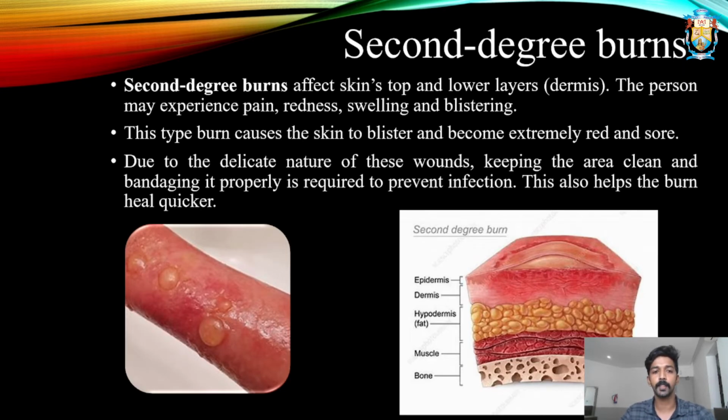Talking about the second degree burn, it affects the top layer and the lower layer of the skin. The person may experience redness, pain, swelling, and blistering. This type of burn causes blisters, and the skin becomes extremely red and sore. Due to the delicate nature of these wounds, keeping the area clean and bandaging it properly is required so that it prevents infections. As seen in the figure, you can see that the epidermis layer and the dermis layer are affected there.